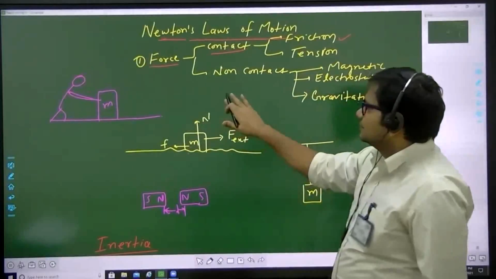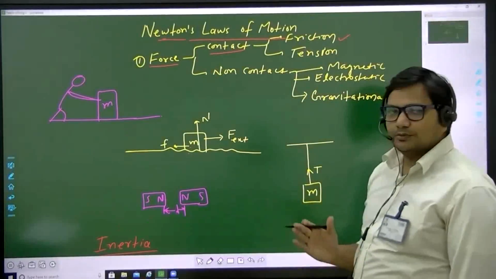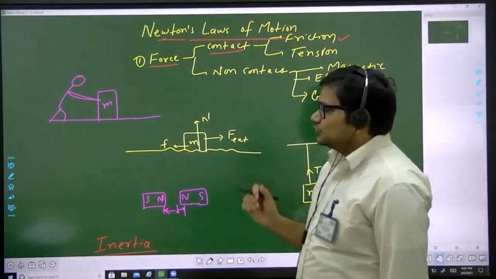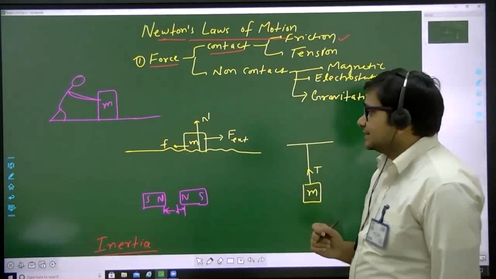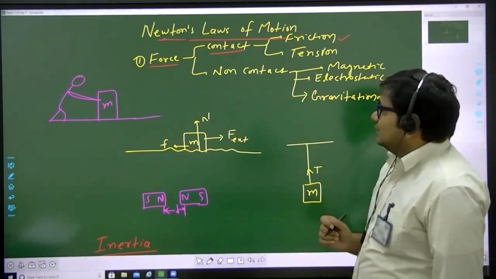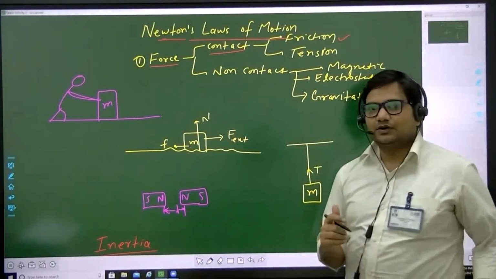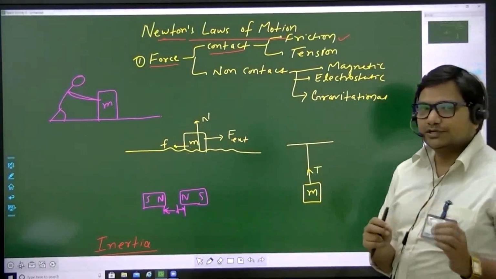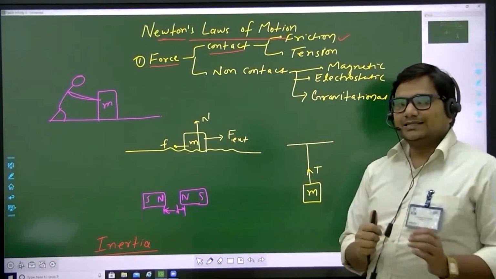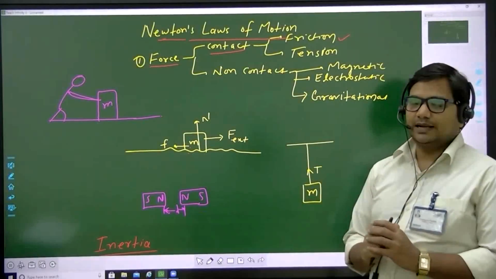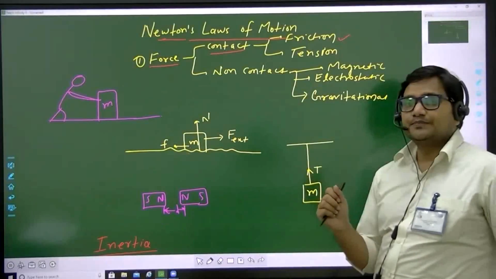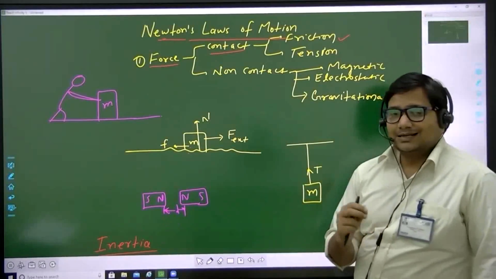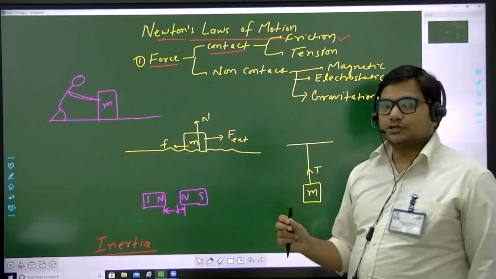First one is force. So what is force? Force is a kind of push or pull which changes or tries to change the state of any object. There are two kinds of state of any object: state of rest or state of motion. If any object does not change its position with the passage of time, then it is said to be in a state of rest. And if it is changing its position with the passage of time, then it is said to be in a state of motion.